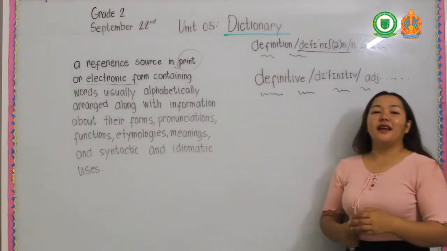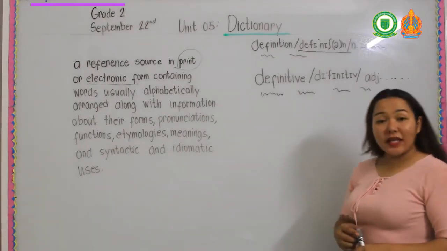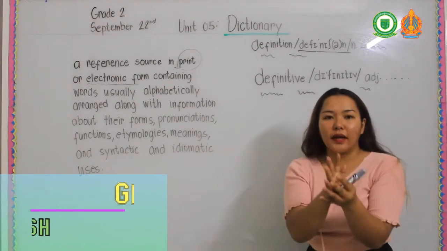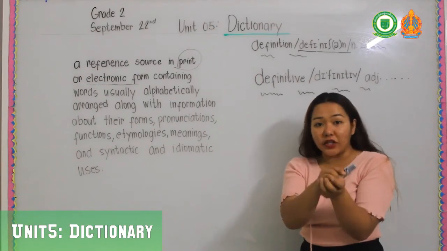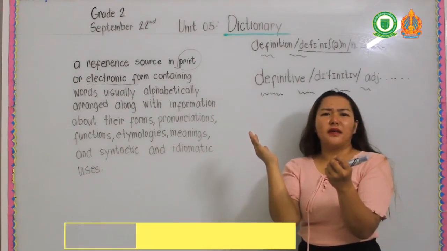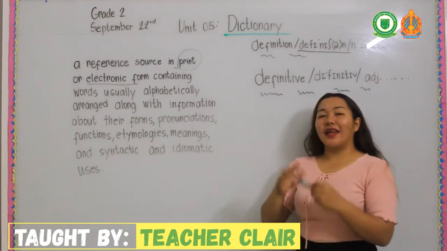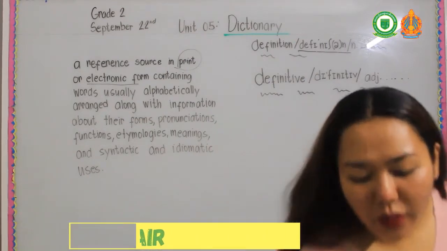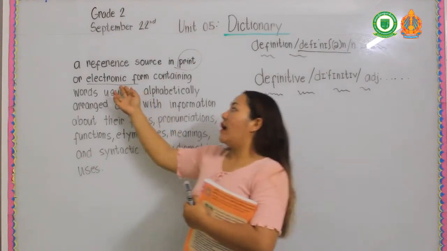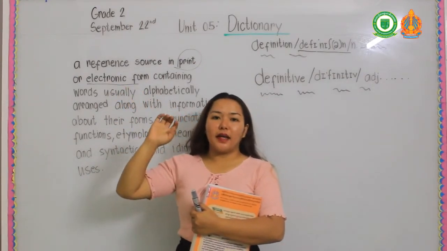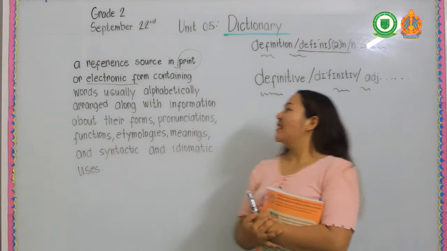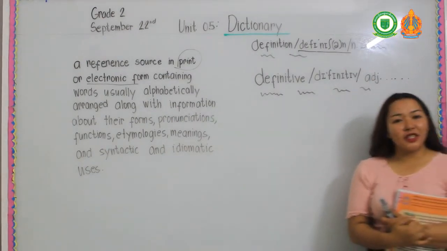So again, dictionary is a reference source in print. Again, in print, meaning it can be in a form of a book, or you can find definitions through the internet. Phone, laptop, monitors. So in print, meaning a real book. Or in electronic, meaning you can find it by searching Google, and many more. Okay, alright? So that's it for your dictionary, everyone.